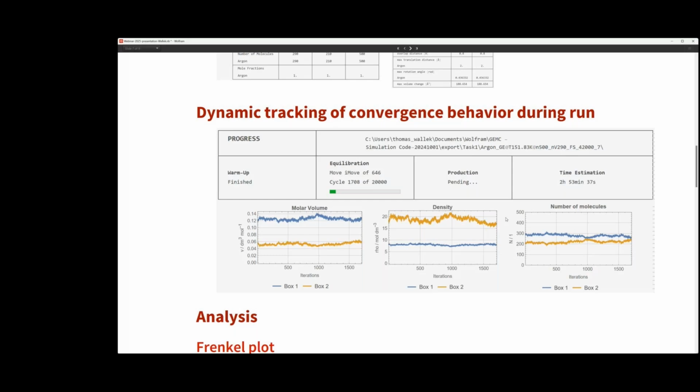Of course, such dynamic tracking naturally costs computation time, but this can be prevented by simply minimizing the notebook window and only using the dynamic tracking from time to time.